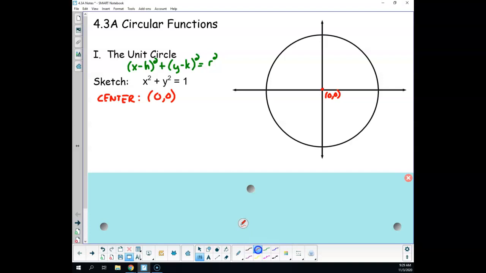The other thing that it tells us is that the radius of our circle is the square root of 1, which is just 1. So this point out here would be the point (1, 0). This point down here would be (0, -1). This point over here would be (-1, 0). And up here it would be (0, 1), because our radius is 1.